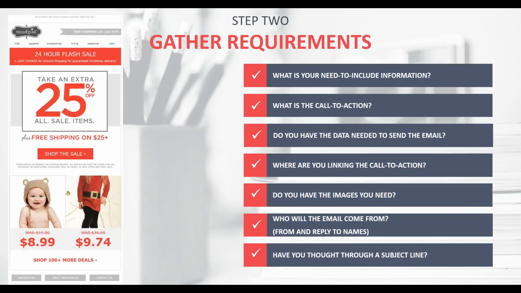So just to recap, step 2, gathering requirements. Make sure you know what your need-to-include information is. Make sure you know what the call to action is going to be. Do you have all the data you need to send that email? Do you already know where you're linking your call to action? Do you have all the images you need up front, and are they high quality images? And then finally, do you know who the email is going to come from? Is it time to test your from? And have you thought up a subject line, or if you're doing subject line testing, have you thought of a variety of subject lines?